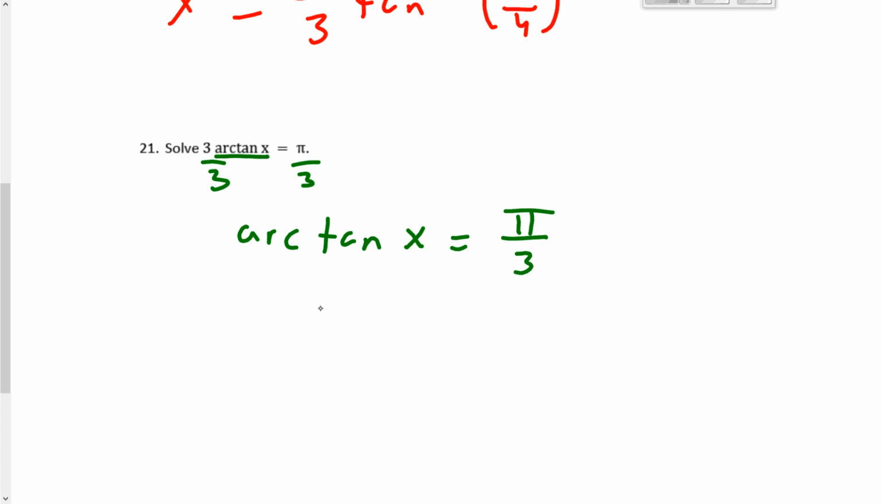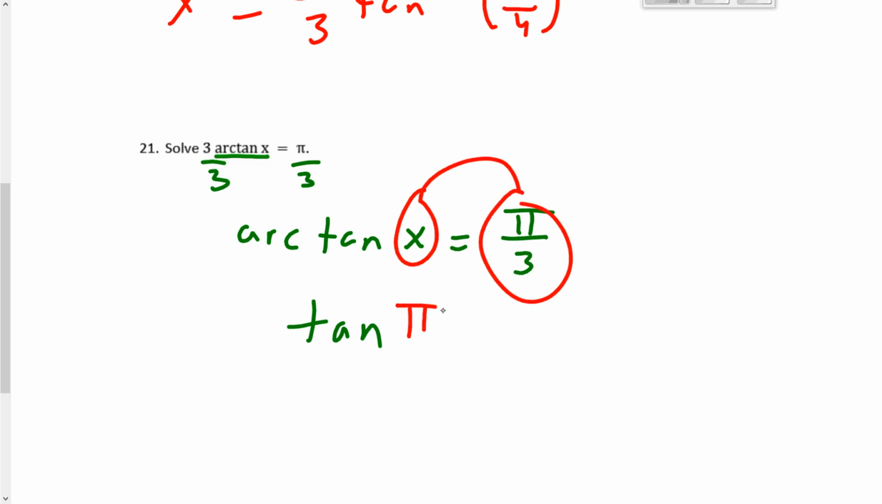Now we can go ahead and do the inverse. The inverse of arctan is just regular tangent, and then our angle and our answer are going to switch places. So the tan of pi thirds is equal to x, and tan of pi thirds is √3. So there's our answer for that.